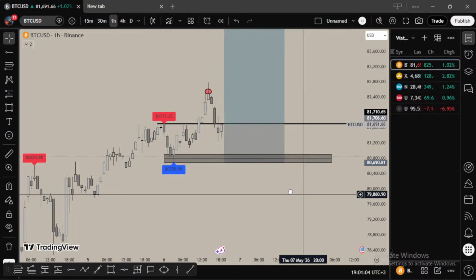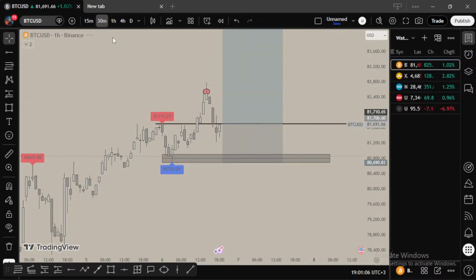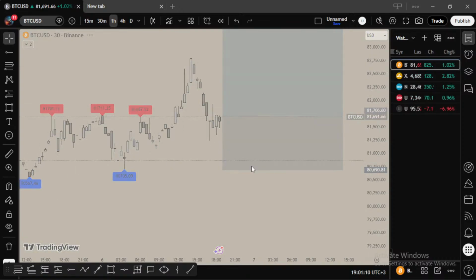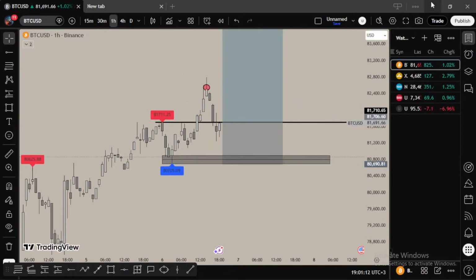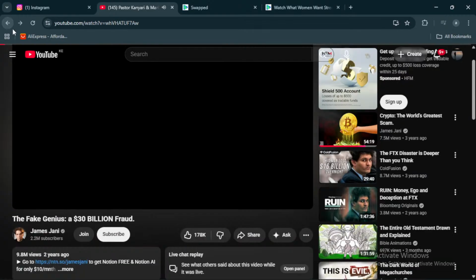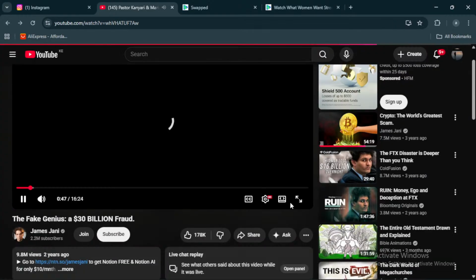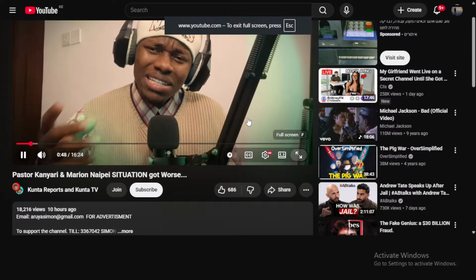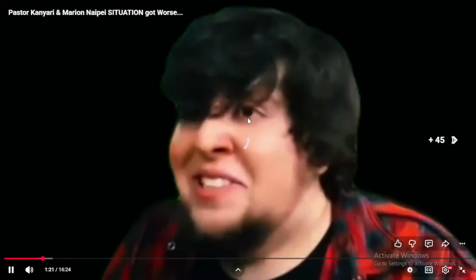The fuck is wrong with this candlestick? In Japan. Yake. Pia akasema hivi, Pastor Kanyari alinifanyia out of hand.